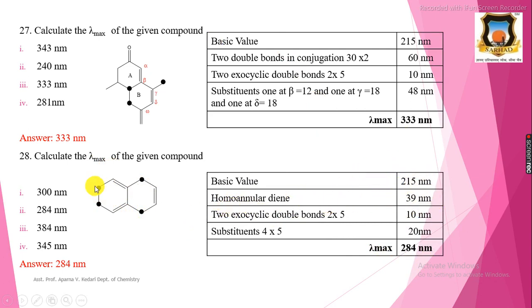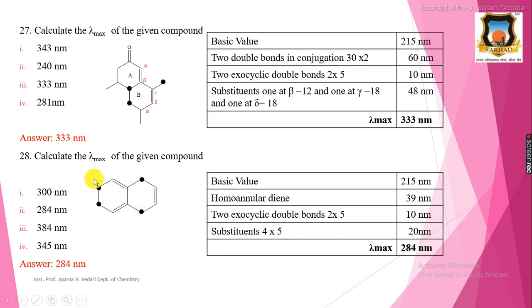This is a homoannular diene. The double bonds are in conjugation and they are present in one ring. Therefore, it is a homoannular diene, add 39 nanometer. There are two exocyclic double bonds. These two double bonds are exocyclic to this ring. Therefore, add 2 multiplied by 5, 10 nanometer. Add this to the basic value.